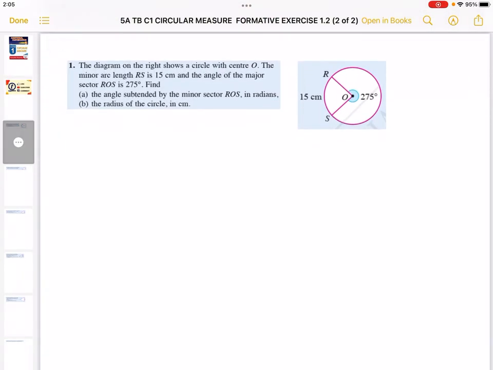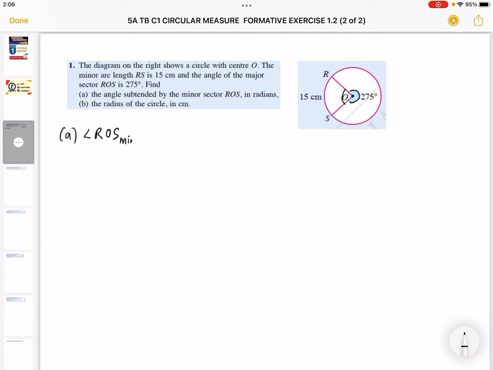Now for the first question, you're given a diagram that shows a circle with center O. The minor arc length RS is 15 cm and the angle of the major sector RS is 275. So you're supposed to find the angle subtended by the minor sector RS. Now remember, major means the big angle, minor means the small angle. So the first part is we need to find out the minor angle of ROS.